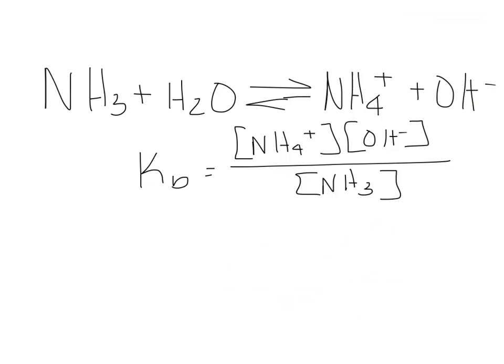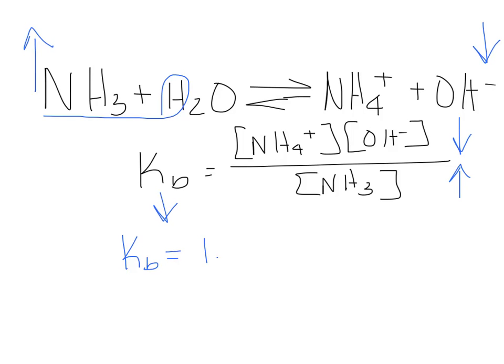Since this is a weak base, it will not be able to take too many H+ from water. Therefore, at equilibrium, the concentration of our products will be relatively low, and the concentration of our reactants will be relatively high. This will give us a relatively small numerator and a relatively large denominator, again giving us a relatively small Kb. In fact, the Kb for ammonia is 1.8 times 10 to the -5th, signifying that the forward reaction does not occur to a very large extent.